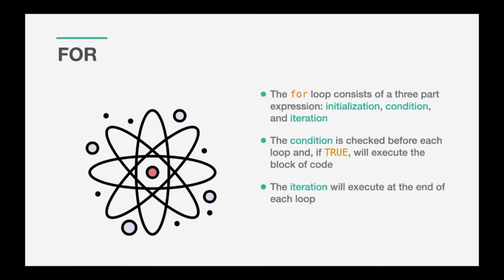Then the iteration is executed at the end of the loop. So once it's gone through the block of code, it will iterate the iterator. It will add 1 to it or subtract 1 from it, depending on how your iteration works. And then it will continue looping as long as that condition is true. So let's take a look at an example.